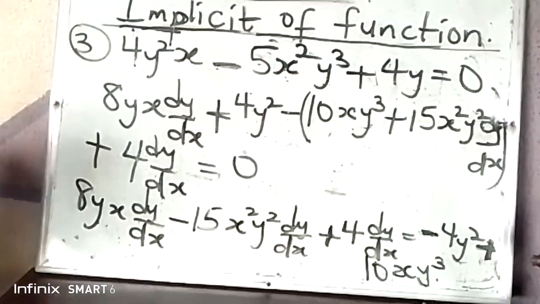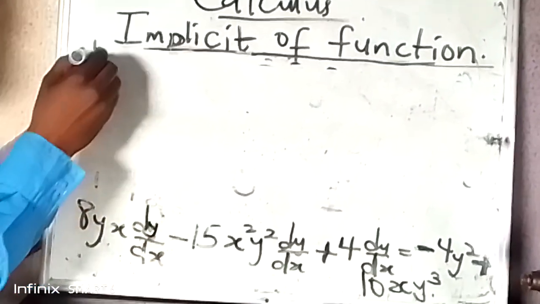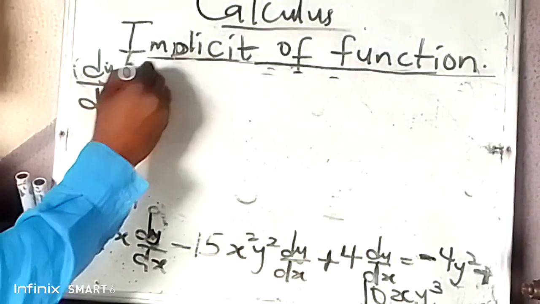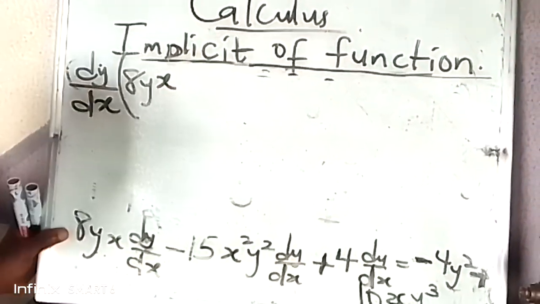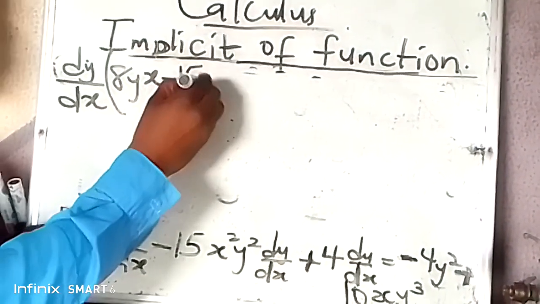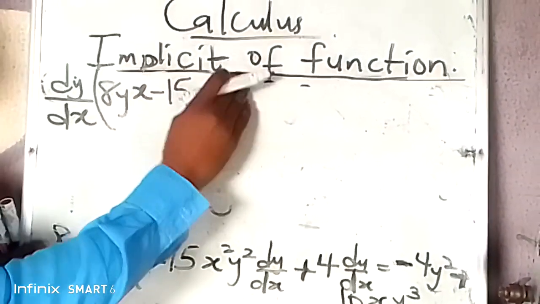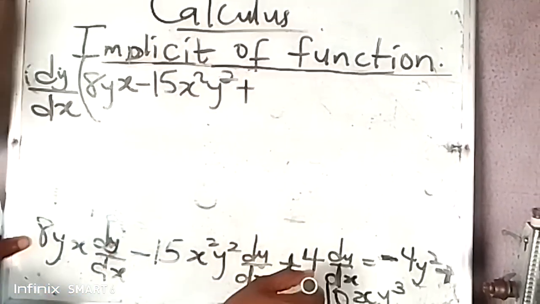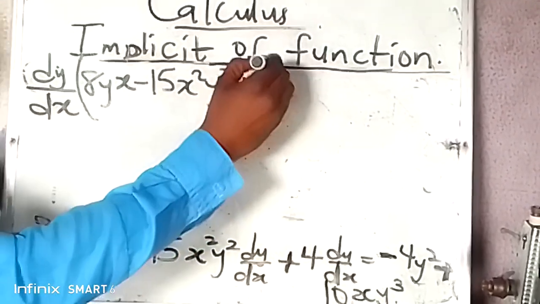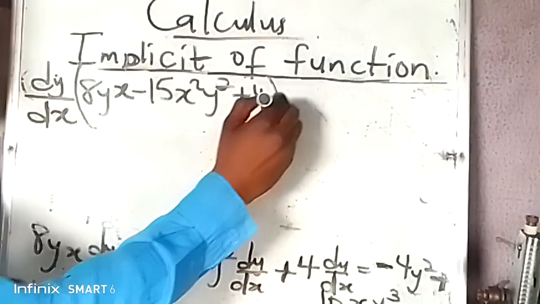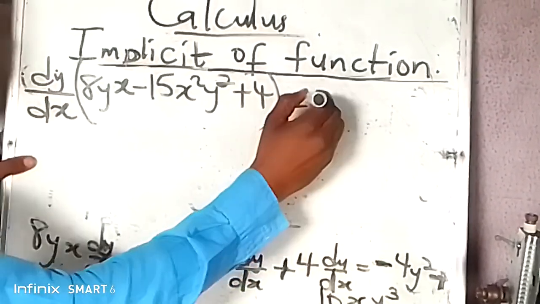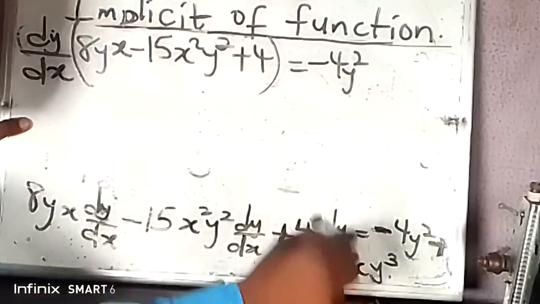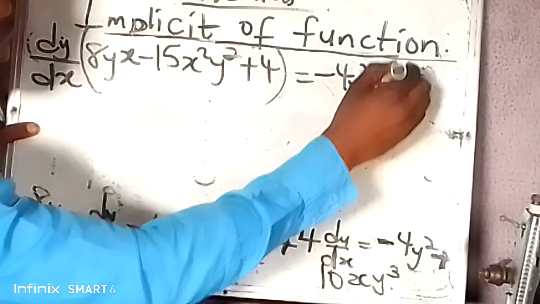So we will now factorize for the dy/dx. For the dy/dx, I open a bracket. I'm having 8yx minus 15x squared y squared plus 4 equals to, don't forget, minus 4y squared plus 10xy cubed.